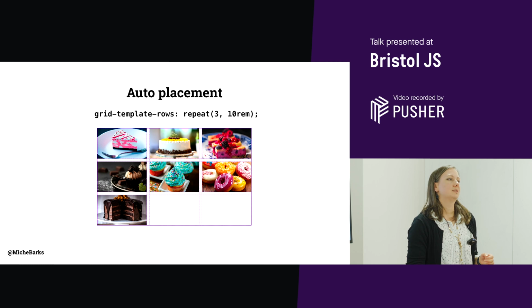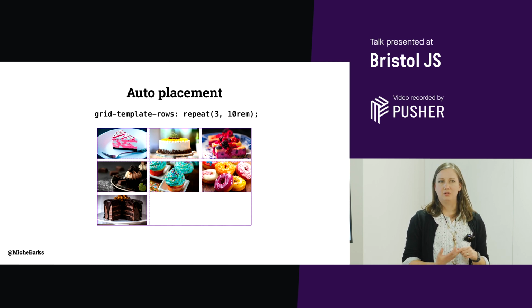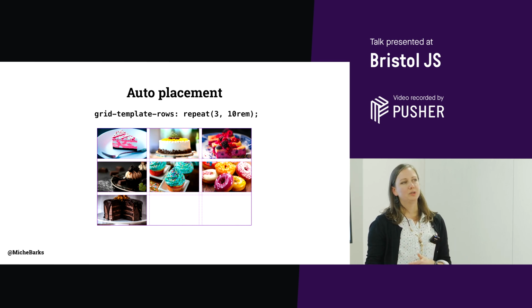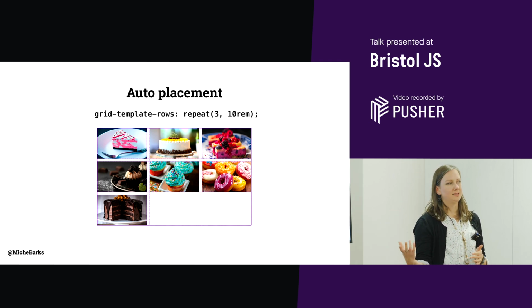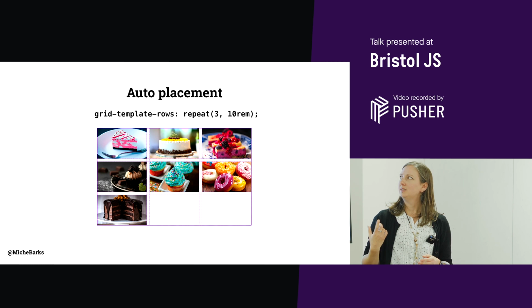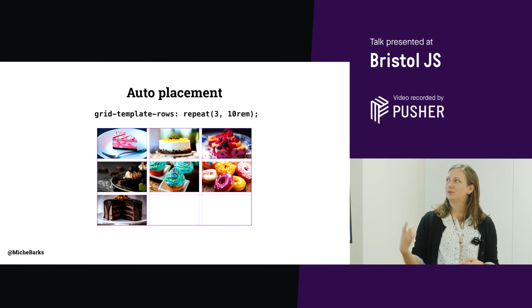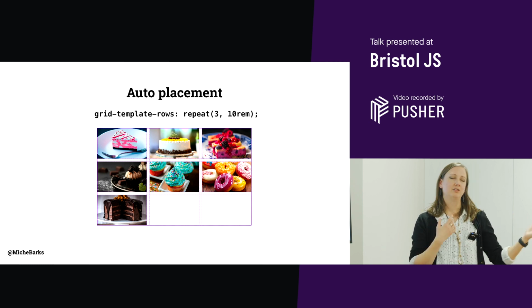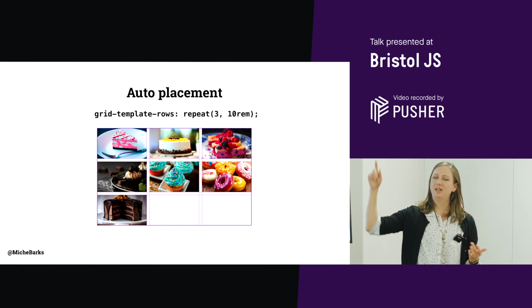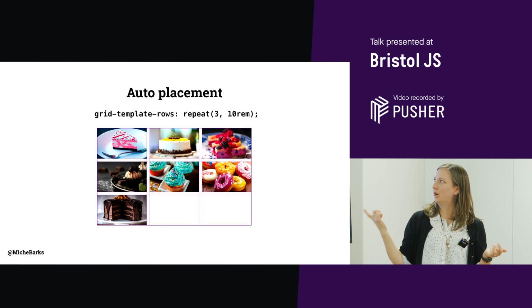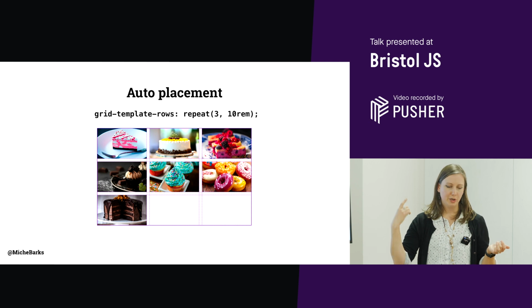Now, we don't always have to explicitly position every item on our grid. If we don't place items, then they'll be auto-placed, which means they'll each be placed into the first available grid cell, filling up 1 row before moving on to the next one. And that's assuming that we're using the default grid auto flow value of row. If we switch that grid auto flow value to column, then they'll fill up by column instead. So we have a grid of 3 rows here, defined by the grid template rows property.